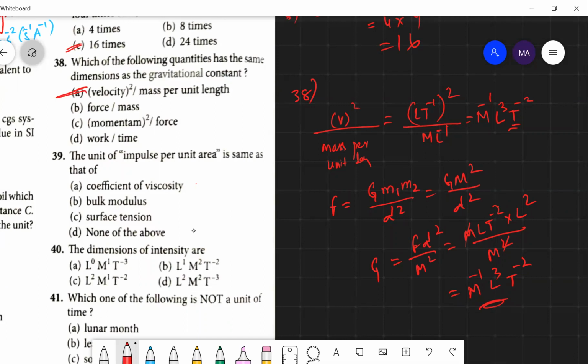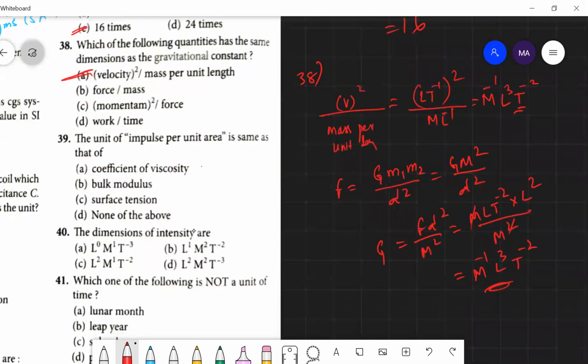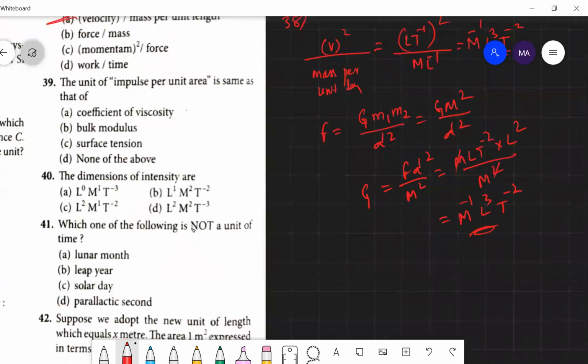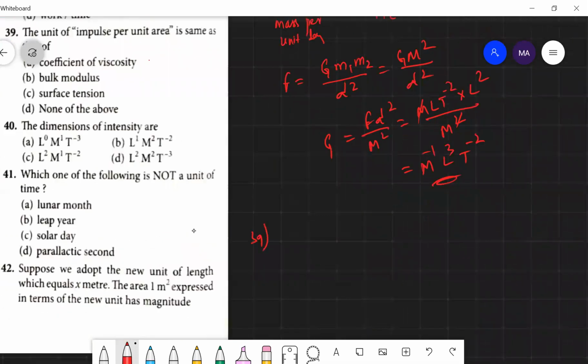39. The unit of impulse per unit area is the same as that of which one? You see right now, the unit of impulse per unit area. What do you mean by impulse? Impulse is force into time divided by area. So it is equal to M L T power minus 2 into time T divided by area L square. So this will become M L power minus 1 T power minus 1.